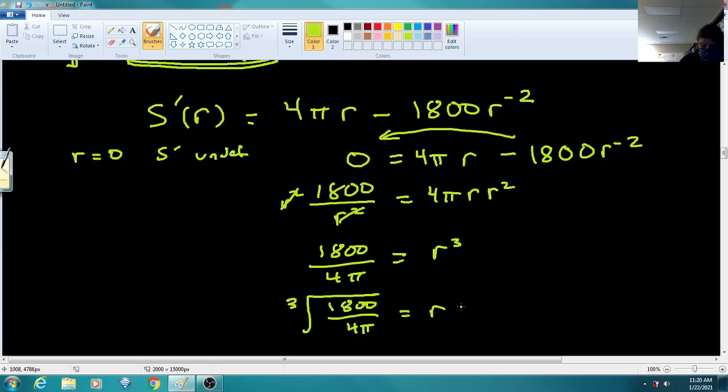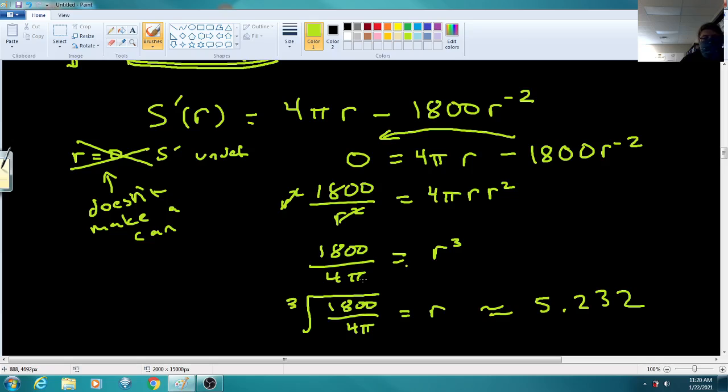So let's see what that is. 1800 divided by 4 pi, cube root of all that. And I get that that's about equal to 5.232. The r equals 0 would correspond to a can with no radius, so it wouldn't actually be a can. So we're going to throw that one out because this critical point doesn't make a can.